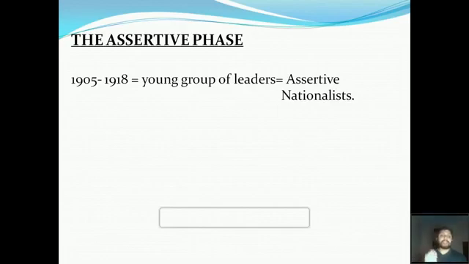And assertive nationalist leaders started to grow, or they got their own place in the history of the Indian National Congress from 1905. They remained a very rigid and powerful group in the Congress till 1918. In between this period of time, a young group of leaders had a very different ideology and outlook to attain the freedom of India. That period is known as assertive nationalism, and those leaders are known as assertive nationalists.